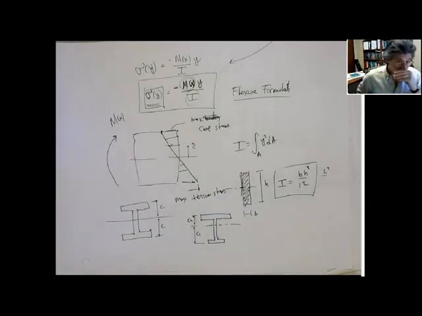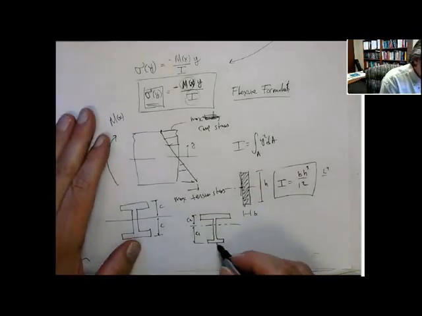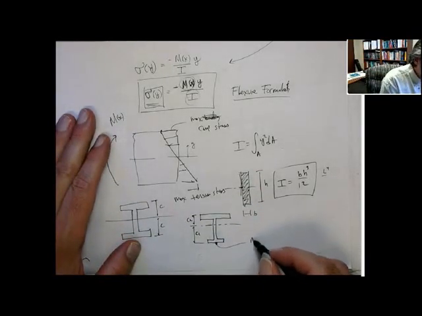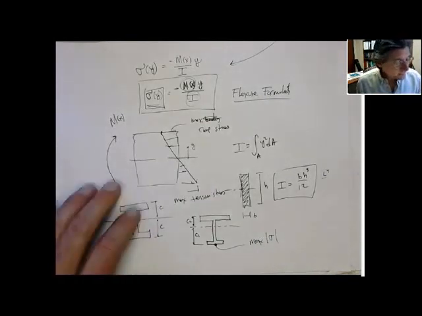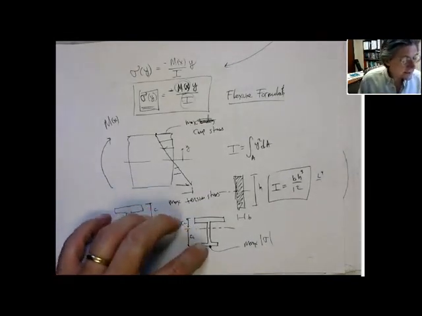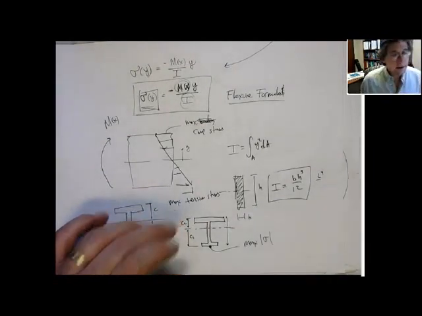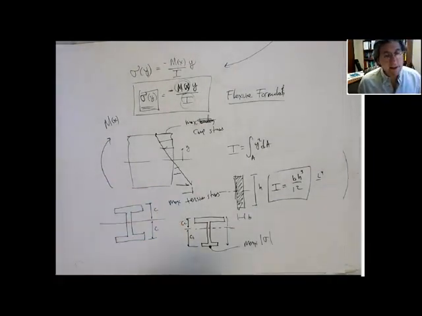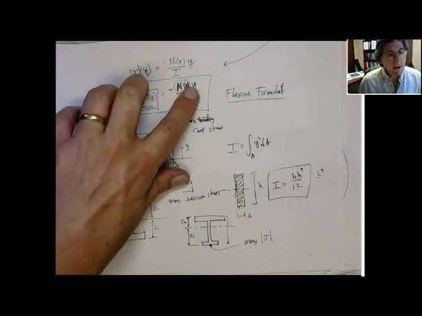Now in that situation, think about it, the maximum stress will occur here. That's the maximum absolute value of the stress. Why? Because the y distance to here is greater than the y distance to here. On this cross section, I is the same. On the cross section, M is the same. The only thing that changes is y.